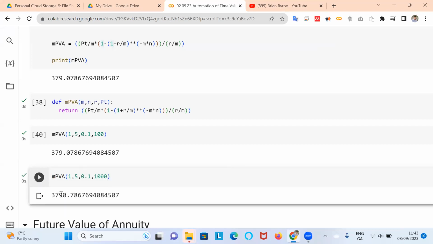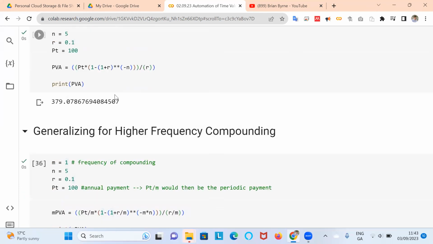And you can see we're getting a value of 379078. So we just have moved the decimal one place to the right. So just a little test to see, are we on track here? Is our model working?